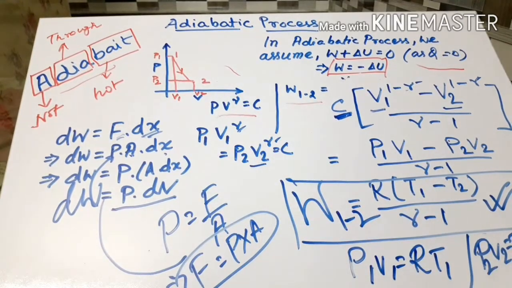This is the reason why for each of these processes, be it isothermal, adiabatic, isochoric or isobaric, we use this PdV equation.